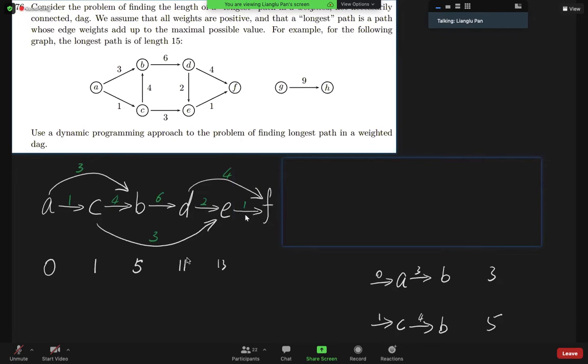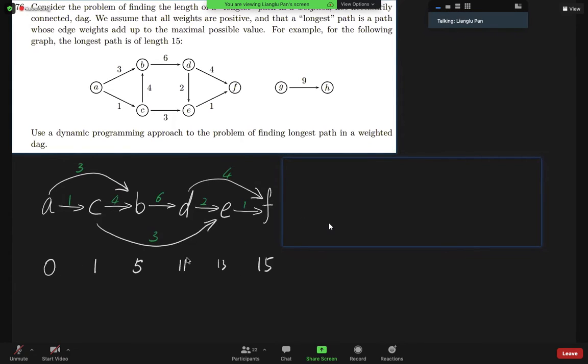And then the next node, F. Again, two choices. We may have a path going from somewhere to D and then D to F, or we may have a path going from somewhere to E and then E to F. So if we are coming from D, the total length would be 4 plus 11, giving us 15. And if we are coming from E, I think we can only get 1 plus 13, that's 14. So we only keep the largest value we have.